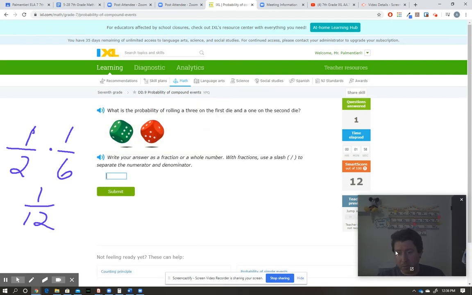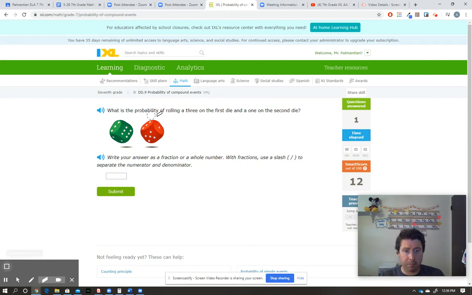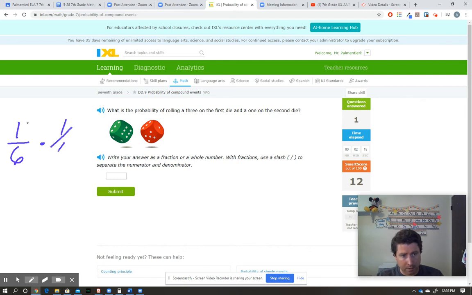So find the probabilities and multiply them together. Like with this one here, what's the probability of rolling a 3 on the first die and a 1 on the second? Well, a 3 on the first die would mean 1 out of 6. And a 3 on the second die would mean 1 out of 6. Okay, so you multiply it together, and you would have a 1 in 36 chance of getting that.